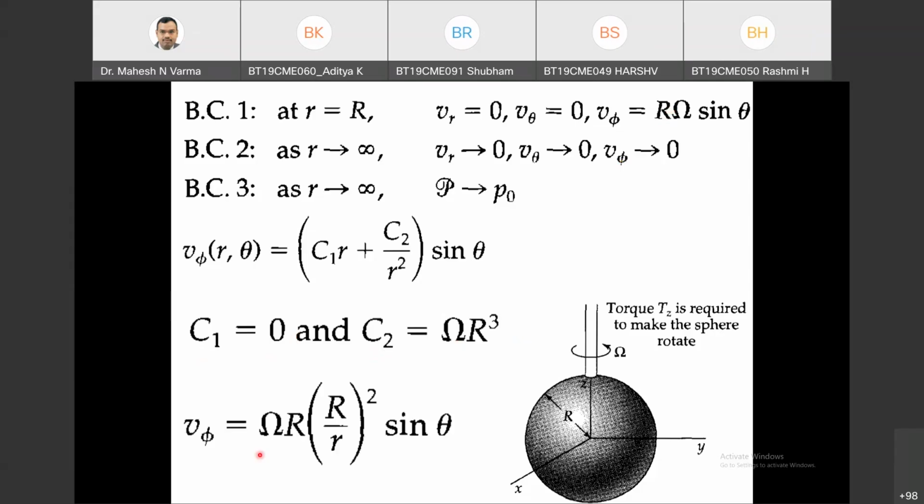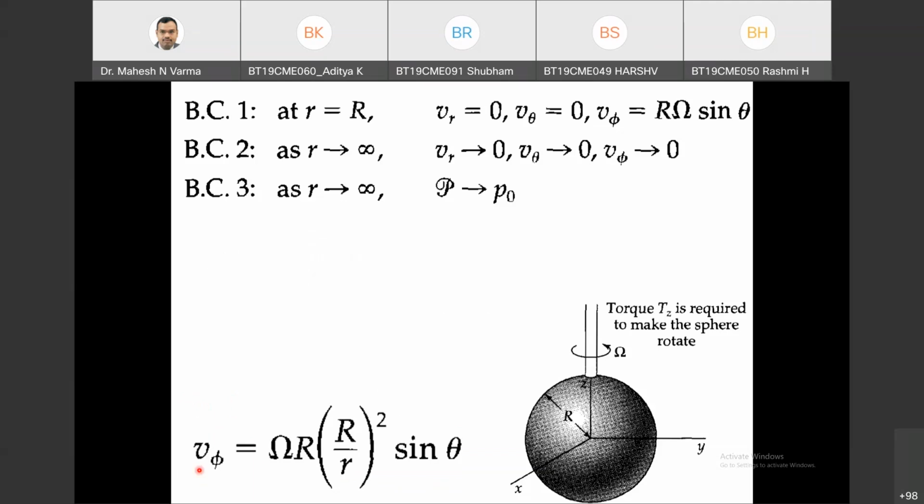So what is the velocity profile? This will be my velocity profile. You can see this velocity profile is a function of r and theta. So this will give me variation with respect to r and theta. Given a value of r and theta, I will get a velocity v phi, how v phi is varying. Okay. Now I need to estimate the torque. Okay, this is the velocity profile. Everybody got this velocity profile? Now torque. How to get the torque?